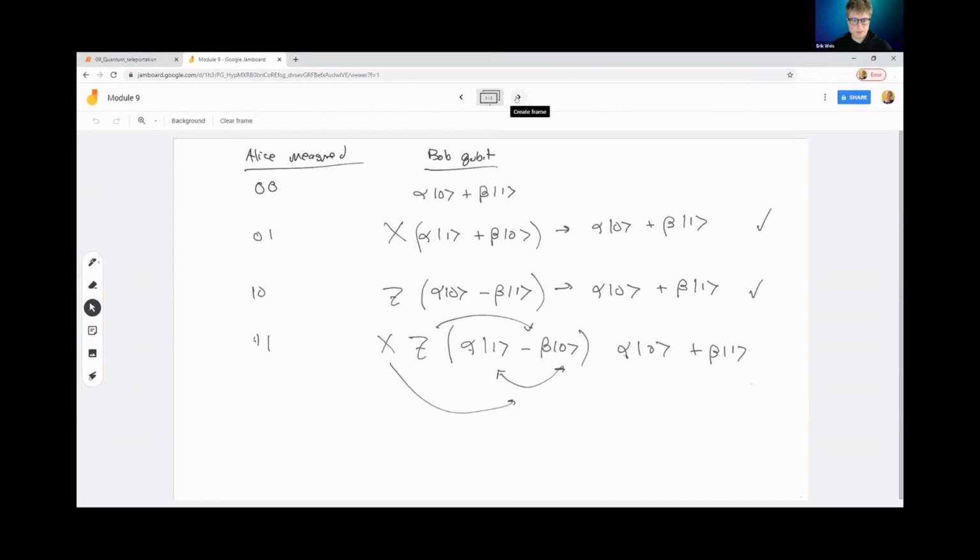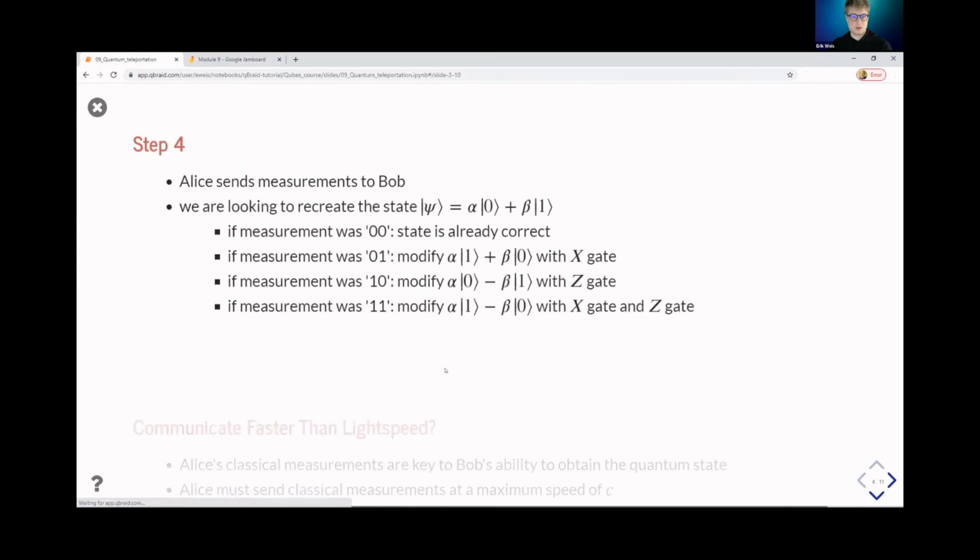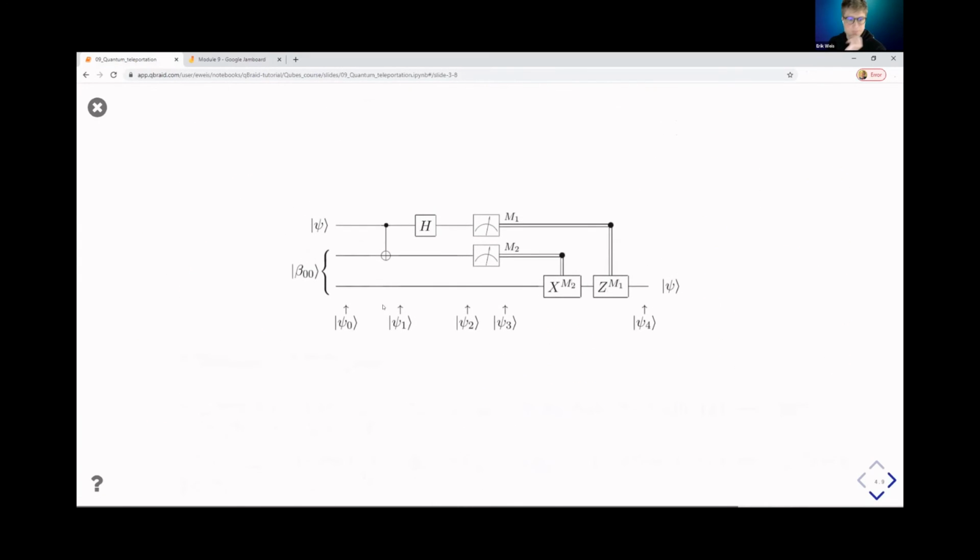So that's it. Let's just review the circuit one more time. We entangle the password qubit with Alice's Bell qubit. Then we apply the Hadamard to achieve those 8 superposition branches. Then Alice is going to measure her 2 qubits. And then we know that Bob's qubit is going to be in one of 4 states that's very similar, if not exactly, this original state.